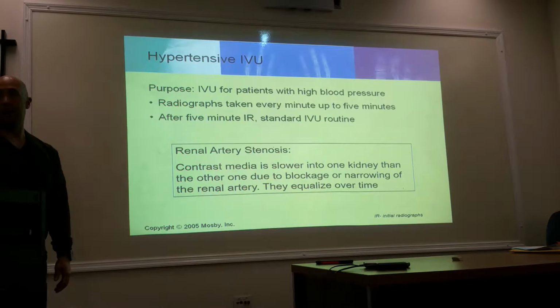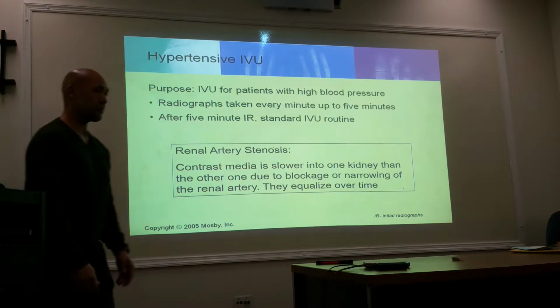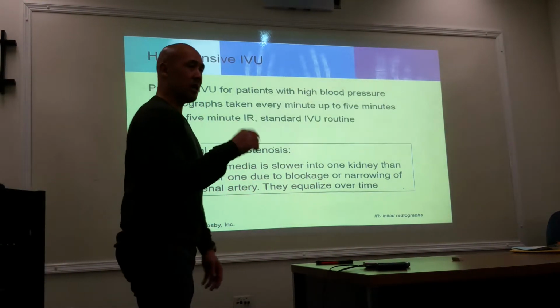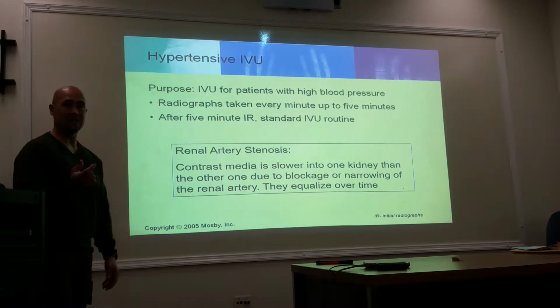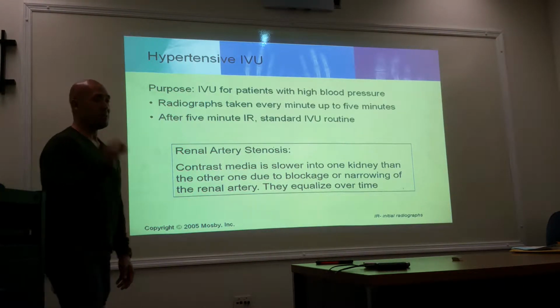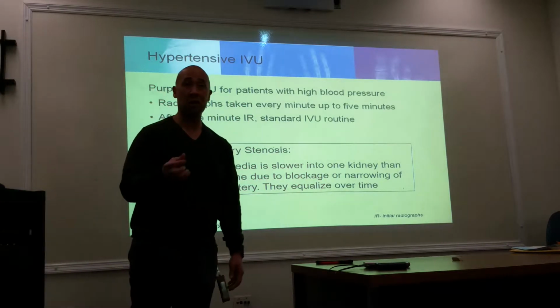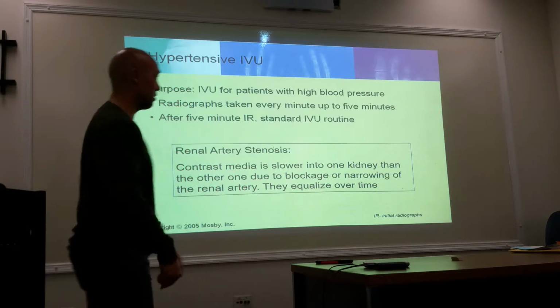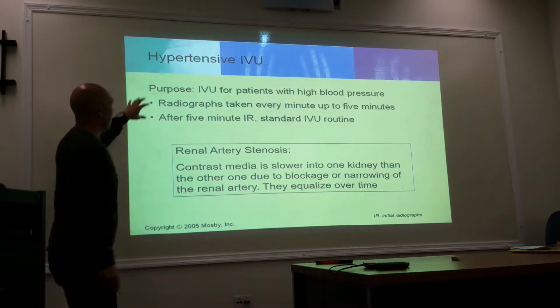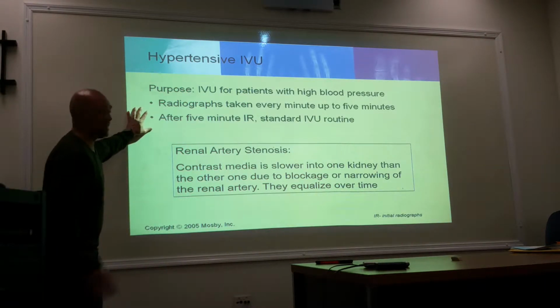All right. Hypertensive IVU. Remember, we said this is also an indication to do an IVU if someone is hypertensive, which might be an indicator that the renal artery might be obstructed. If it's obstructive, it causes high blood pressure, and so they'll do a test like this. So a hypertensive IVU is a little bit different. There's a slight nuance to this.